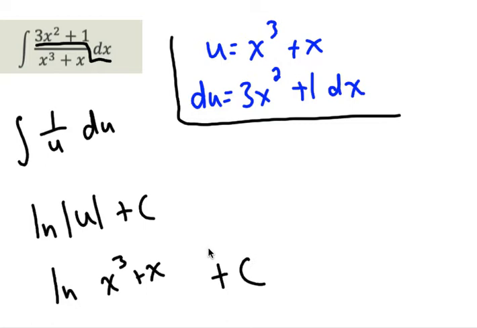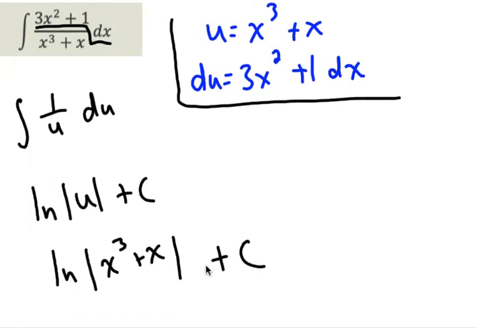So, am I putting absolute value bars around this, or can I get away with just parentheses? Absolute values, exactly, because x cubed plus x could be a negative number. Pick any negative number and plug it in, and you get a negative, okay? So, absolute value bars are necessary there. Okay, any questions on that one? All right.